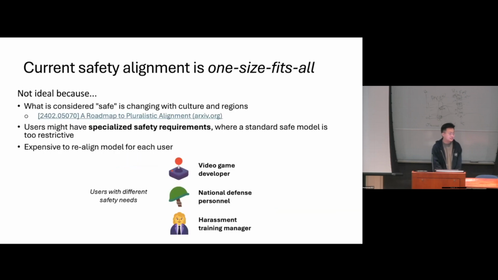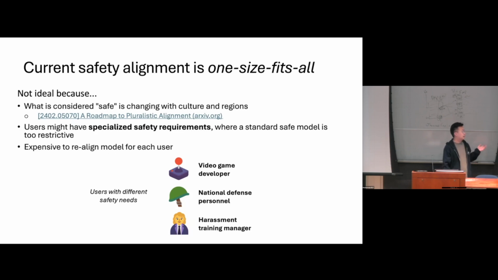So we argue that this is not ideal for two reasons. First, what's considered safe is changing with different cultures, regions, and time. And there are increasing efforts on pluralistic alignment, which emphasize representing the pluralistic society in our models. And more concretely, some users may have specialized safety requirements, such that the standard safe model is just too restrictive.